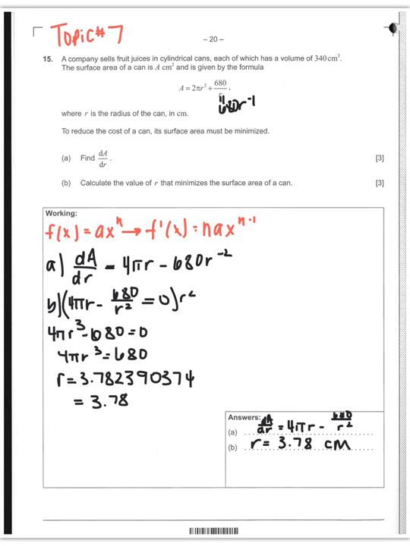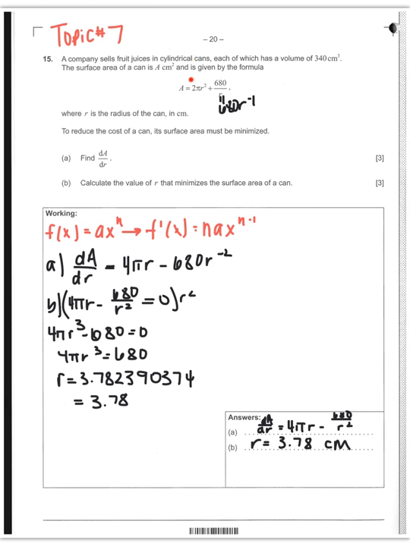Number 15 is topic number 7, so more calculus. And part A wants us to find dA/dr, which is the derivative with respect to the radius. So they give us this equation for the area in terms of the radius. I rewrote 680 over r as 680 r to the negative 1 power. And then take the derivative. Pi you can just treat as a constant, like a number.